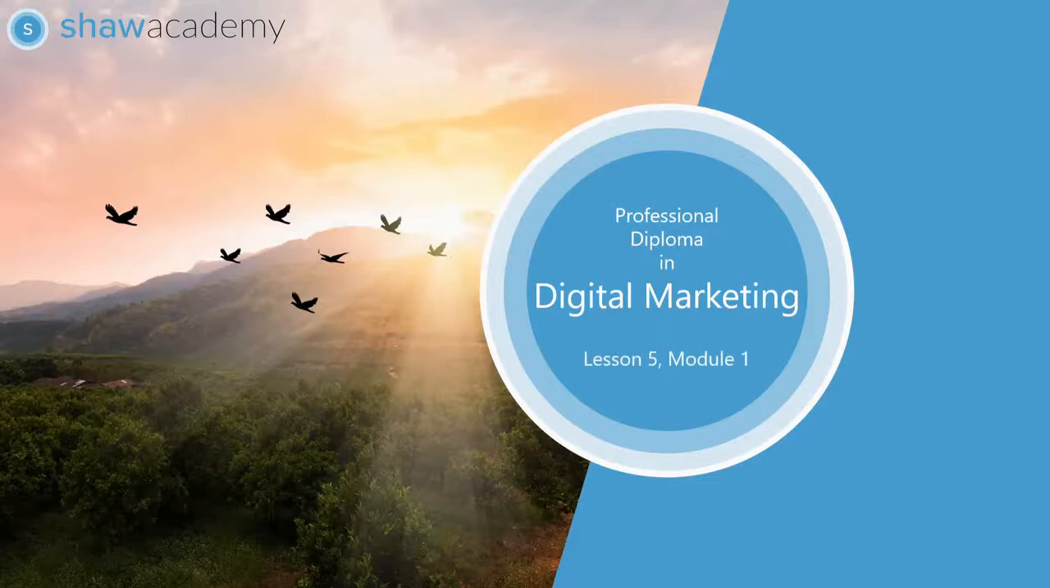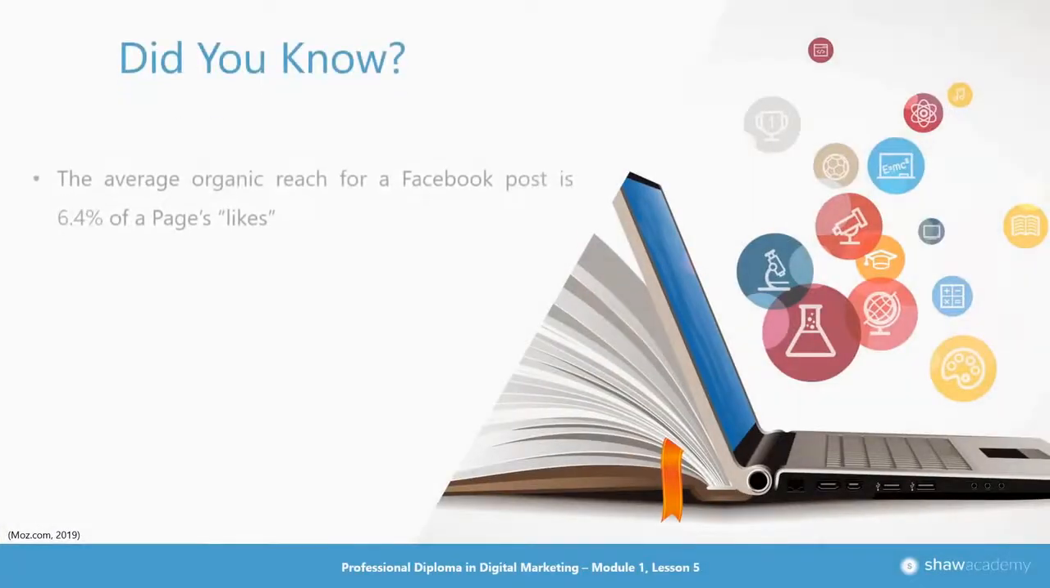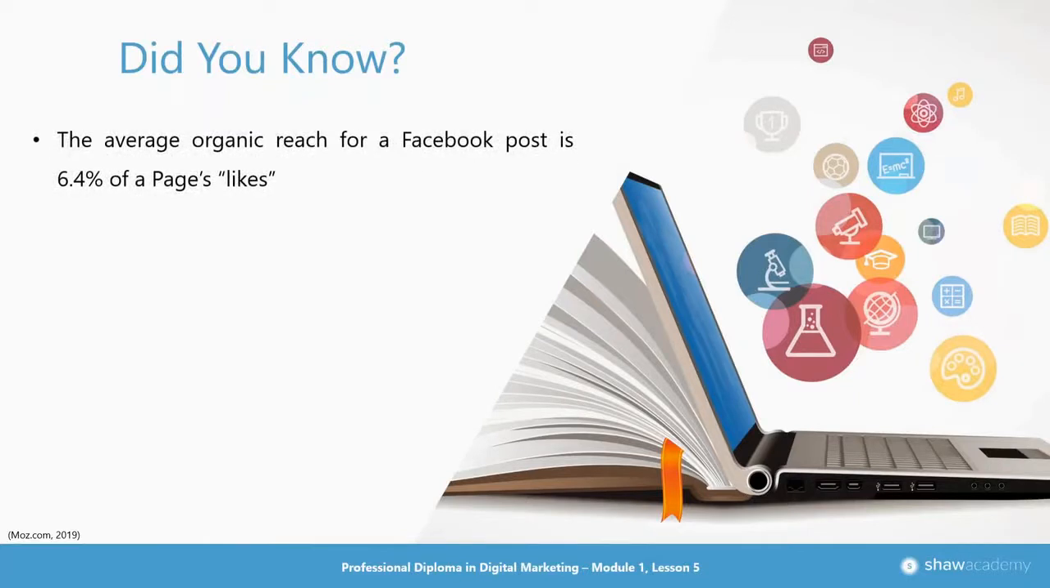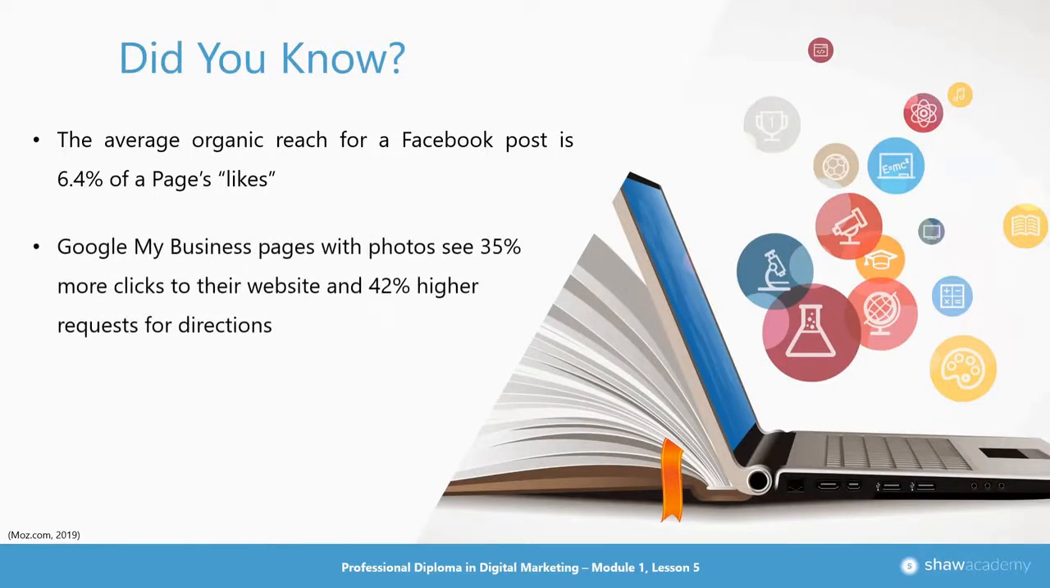We are on lesson 5, and it's one of my favorites as it's all about free marketing. Did you know that the average organic reach for a Facebook post is 6.4% of a page's likes? Google My Business pages with photos see 35% more clicks to their website and 42% higher requests for directions versus a page that doesn't have a photo.